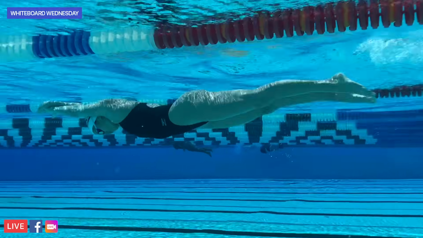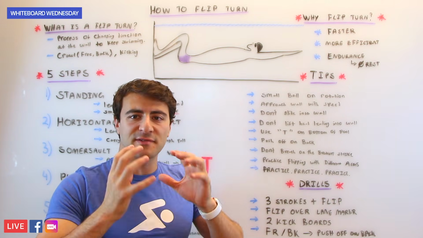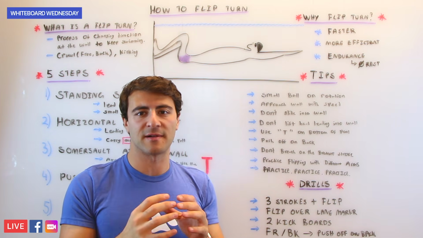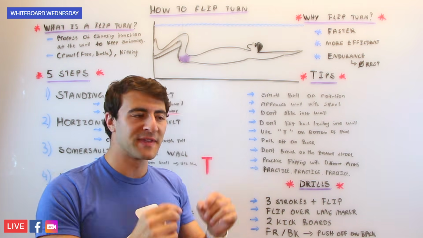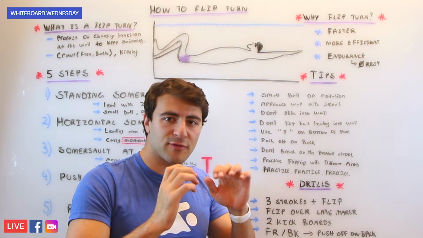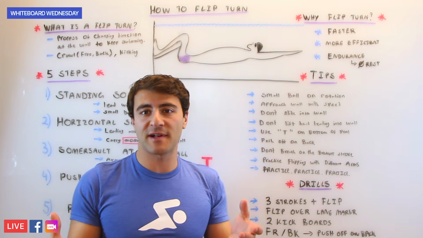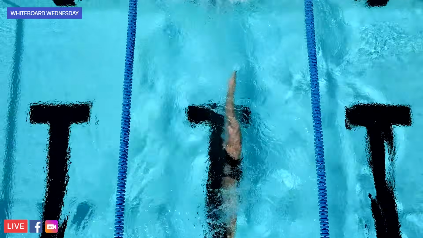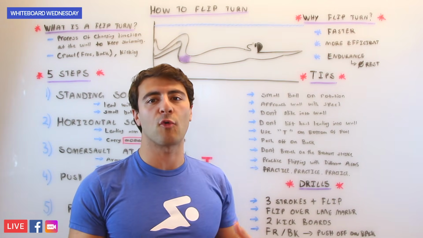So the first tip is to be in a small ball on the actual rotation. So as you're doing the somersault, you want to be as compact as possible. The smaller your body is and the less space you occupy, the less resistance you have through the water as you're rotating, as you're doing the somersault. And as a result, because water is 800 times more dense than air, because you're smaller and you occupy less surface area, you have less resistance, and you'll be able to do that much, much more quickly.